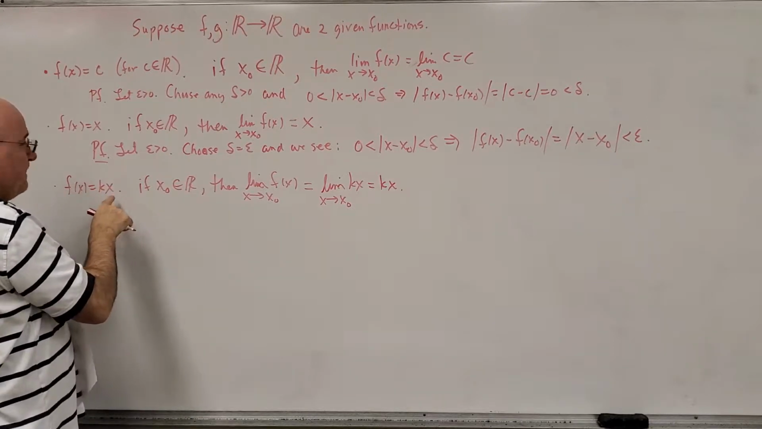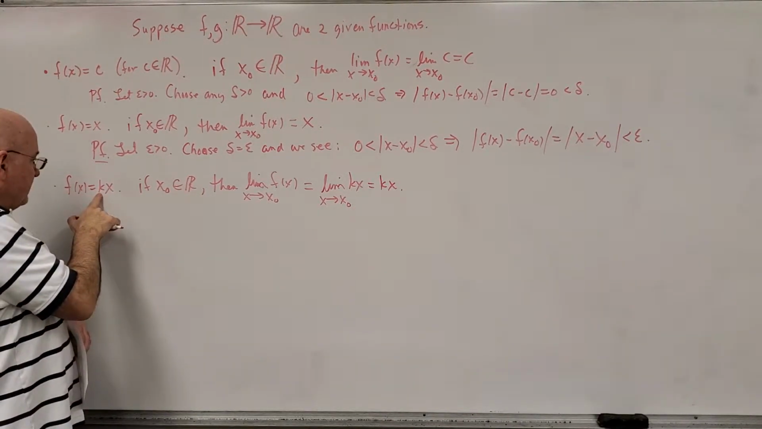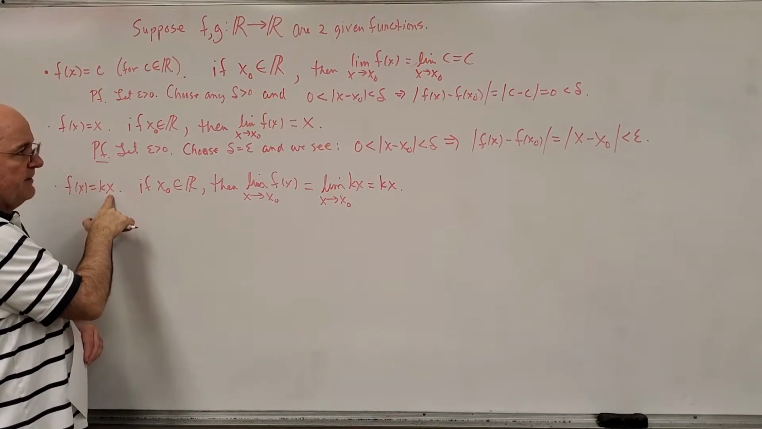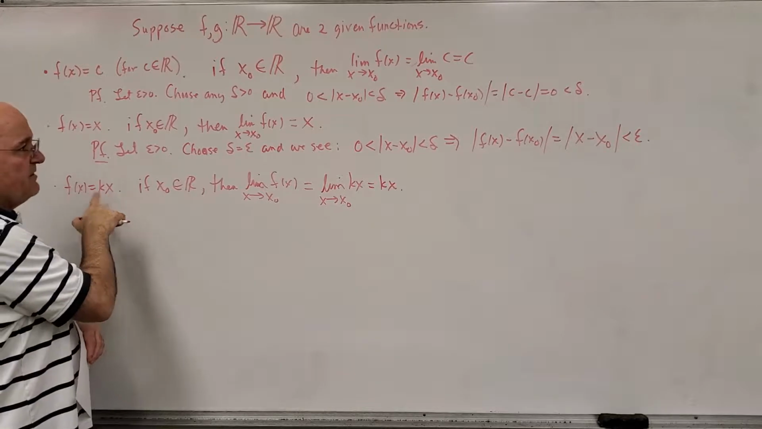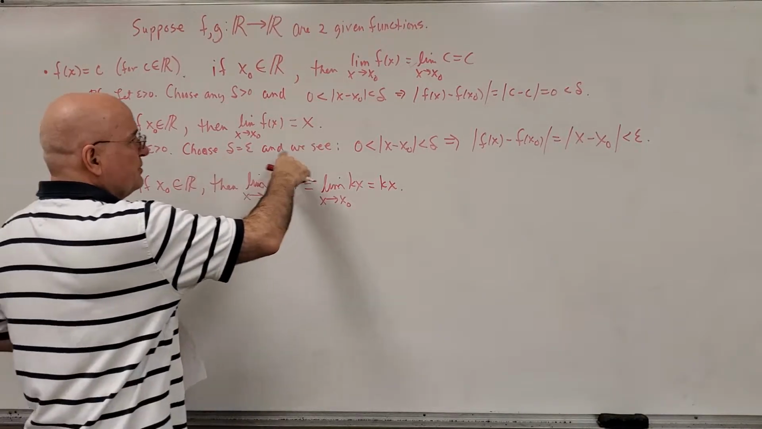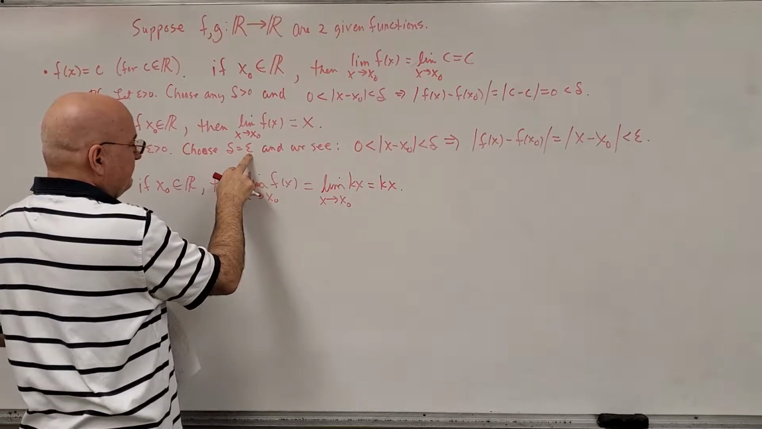So therefore, the limit as x goes to x naught is going to be whatever the limit of this function is times whatever the limit of that function is. We just discussed that a little bit earlier. So I don't think I'm going to do the proof of that one. But again, the delta epsilon proof would look just like this, only say delta equals epsilon over k.